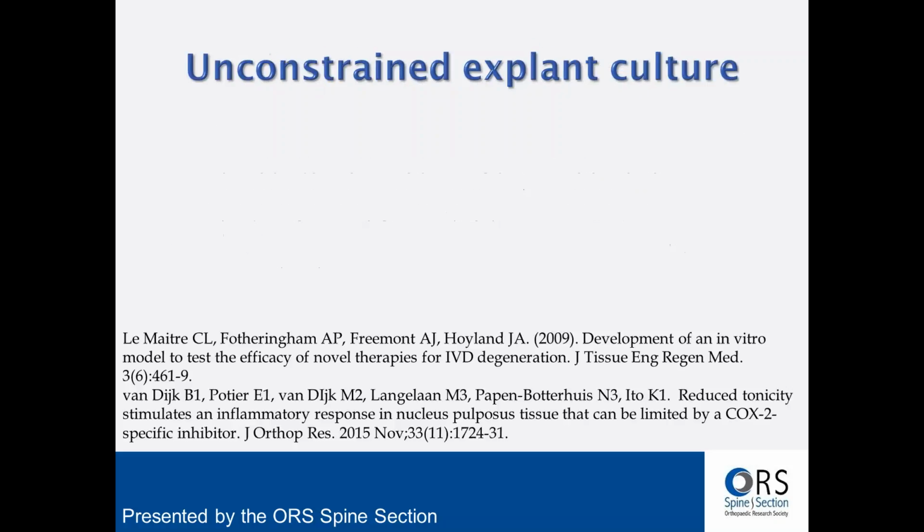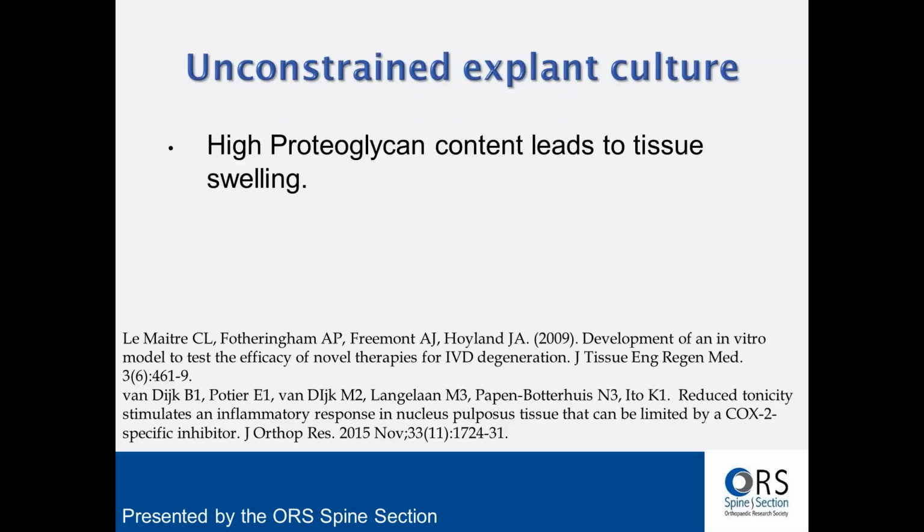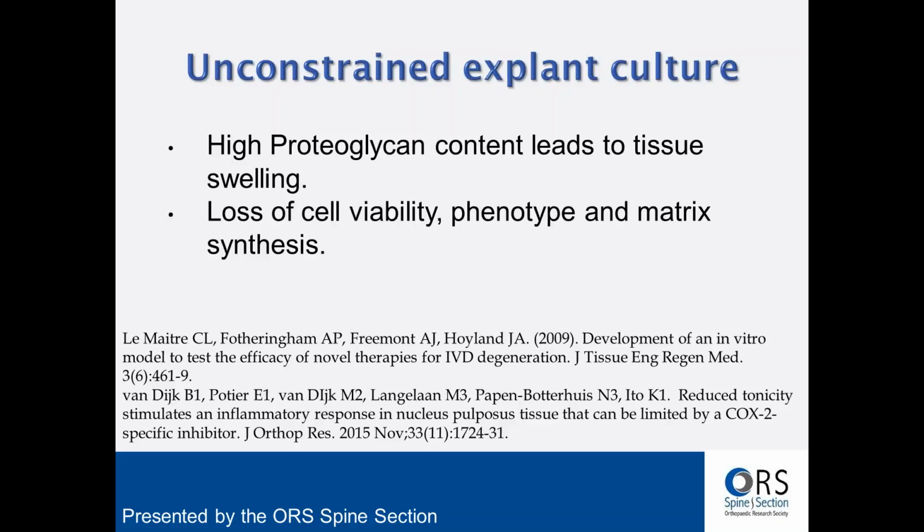So what happens if we take tissue and simply put it into culture without constraining it in any way? Well, because the tissue has a high proteoglycan content, it will take on water from the surrounding medium and lead to massive tissue swelling. This leads to a loss of cellular viability and a decrease in cell phenotype, so you get very similar responses to what we saw within the monolayer culture, and you get a decrease in matrix synthesis, particularly collagen type 2 and aggrecan, which of course are essential for the normal phenotype. And interestingly, more recently, Van Dyke has demonstrated that putting them into free swelling conditions can also lead to induction of catabolic responses as well.